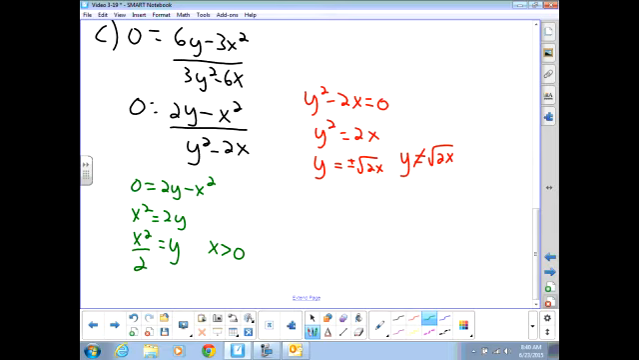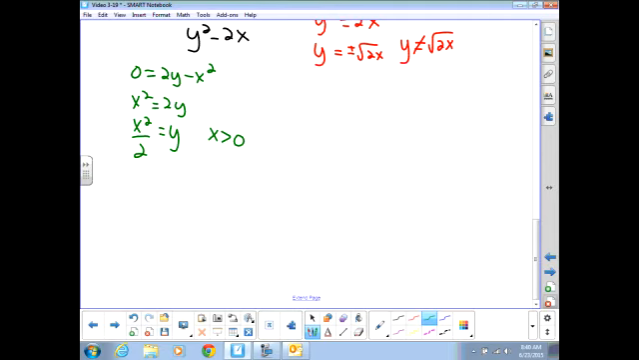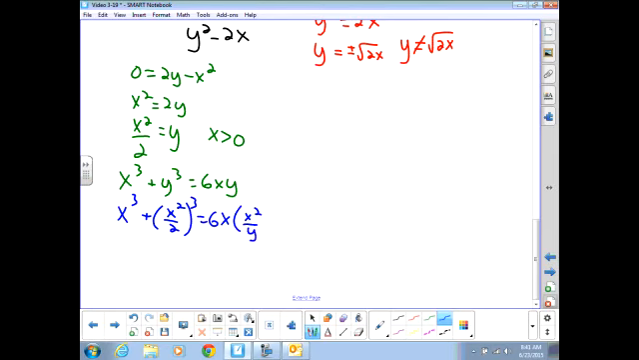So again, the algebra is going to be a little tricky. What we're going to do is go back to our original problem and sub in for y so that we have something just in terms of x that we can then solve. Okay, we basically created a system of equations. Our original equation was x cubed plus y cubed equals 6xy. So all we'll do is sub in for y the x squared over 2. And again, what we're doing here is trying to find the points in the first quadrant where there's a horizontal line.